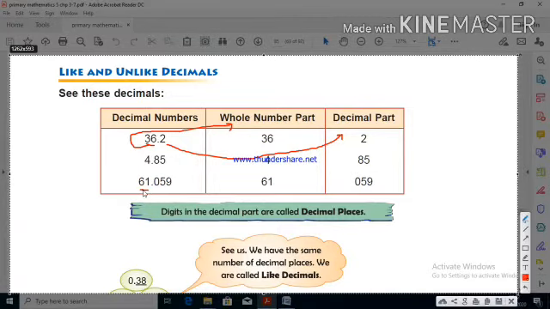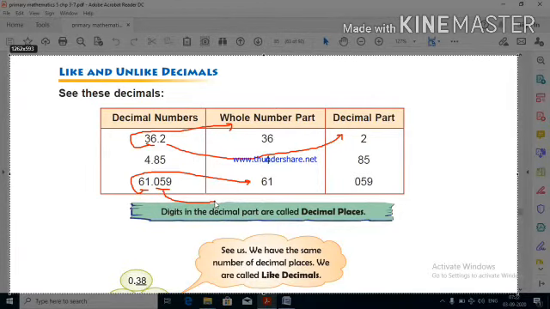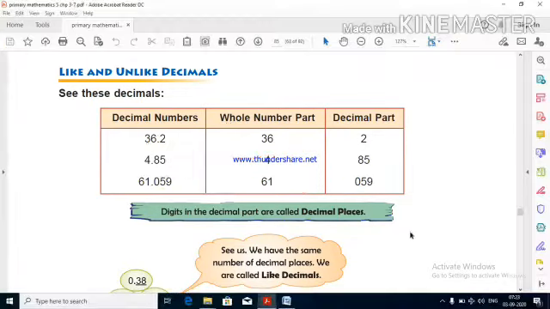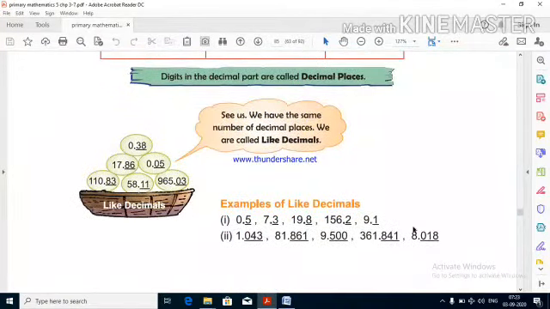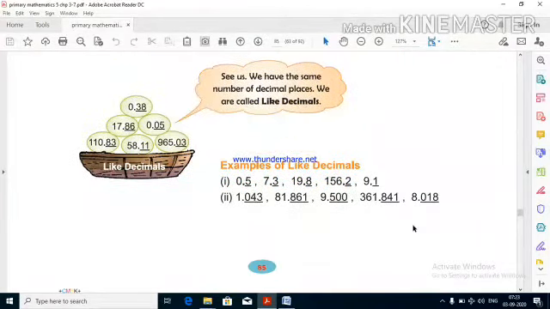Similarly, 61 is your whole number part, and 0.059, this number comes after the decimal point, so it is the decimal part. Now we come to know about the whole number part and decimal part. After whole number part and decimal part, come to your like decimals and unlike decimals.